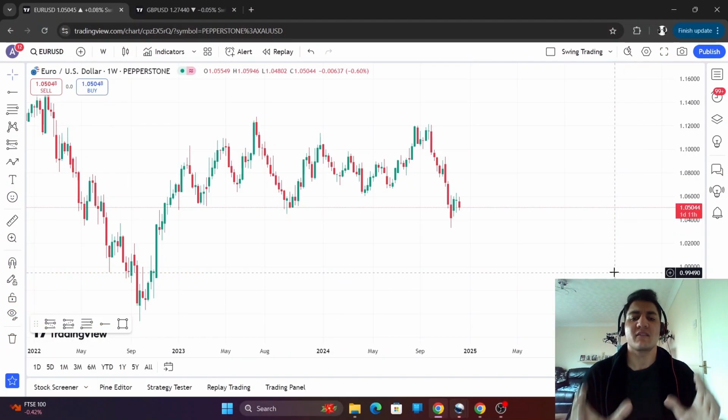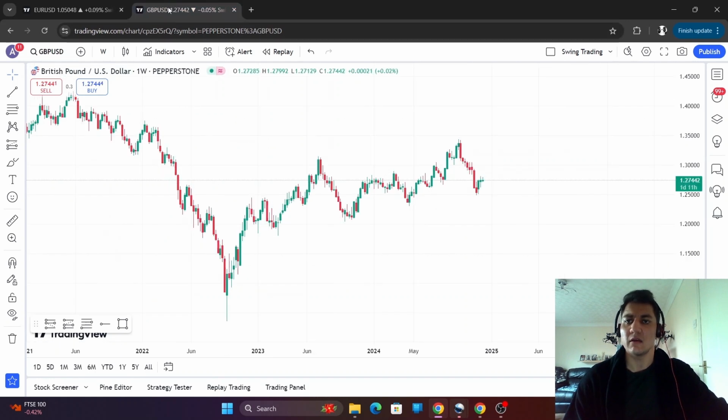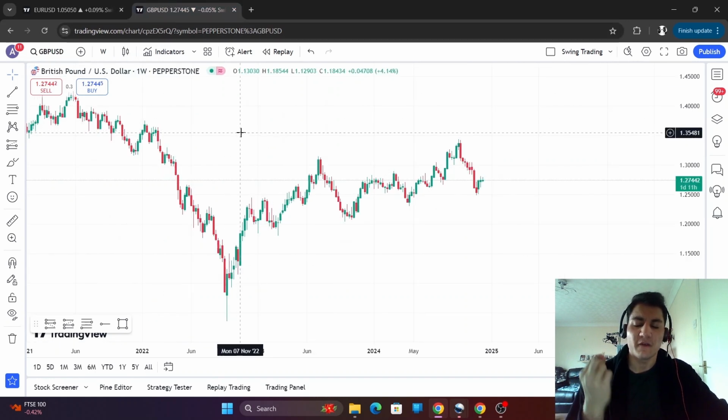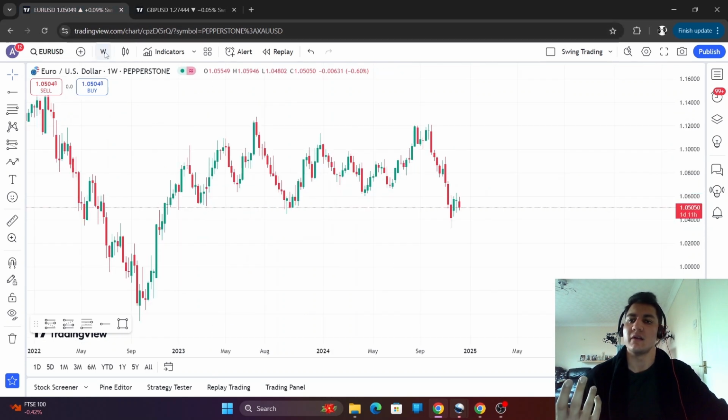Okay, so what do I mean when I say we're in the worst currency possible? We've got two currencies up here: EURUSD and GBP/USD. These are very closely correlated pairs. Run the weekly chart here, and don't worry, all you need to do is look at the weekly chart for this. All we're going to do is look at the weekly chart.